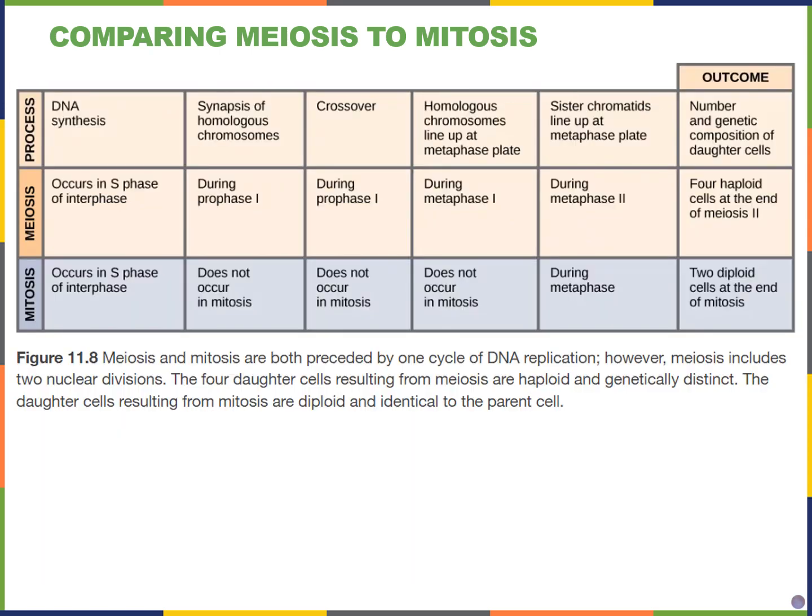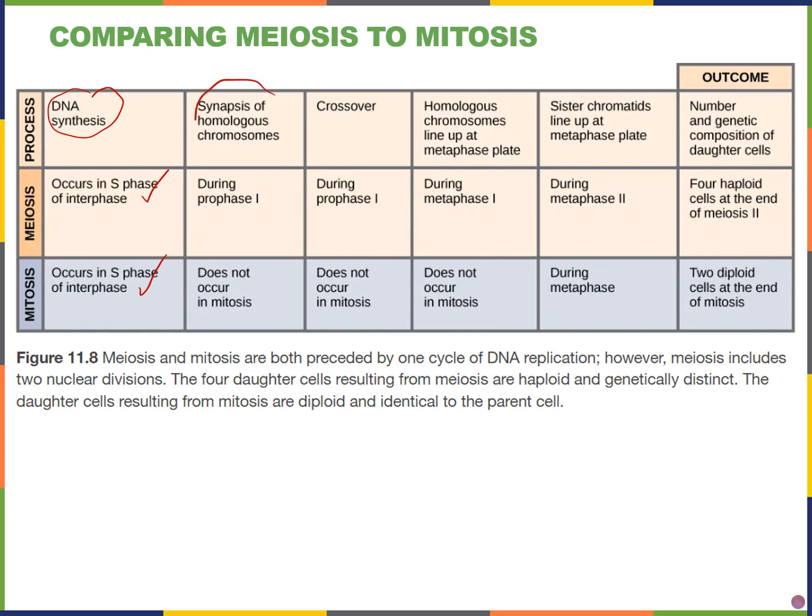Our book also has a really nice chart under that figure I just showed you. This is very worthwhile to study for the next exam. So let's look at each process. DNA synthesis happens in S phase of interphase for both meiosis and mitosis.